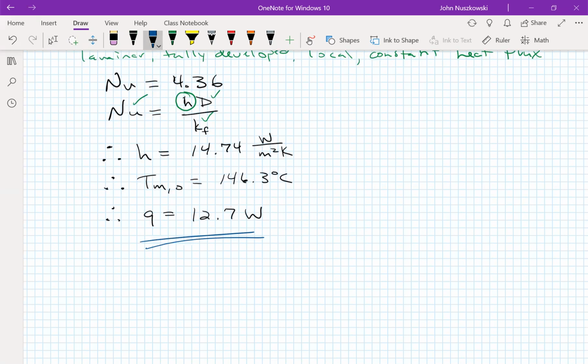Any questions? Where did you get the Nusselt number from? The Nusselt number, that's just the equation from inside the chapter. It's on page 378.